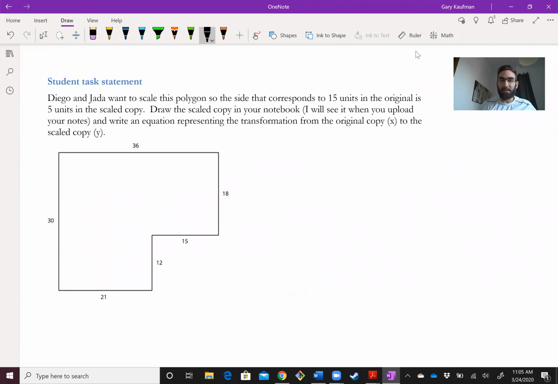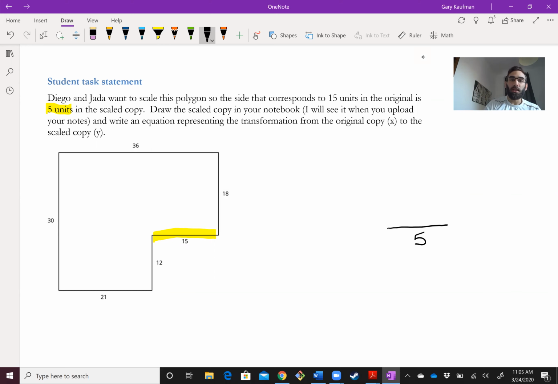Here is a task now. So I will see this when you upload it in your notes. So I want you to read this question and see how you do. Go ahead. So they asked us to compare this side to a side that becomes 5 units in our copy. So all of a sudden, that side we know is 5.